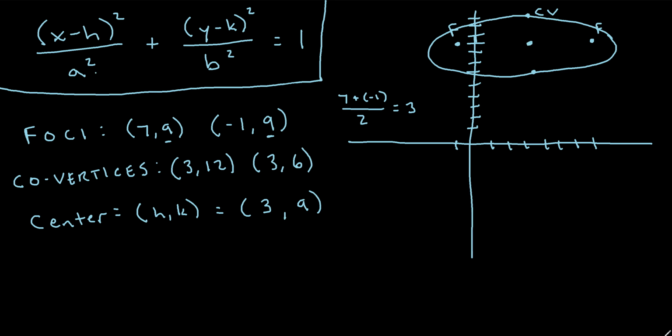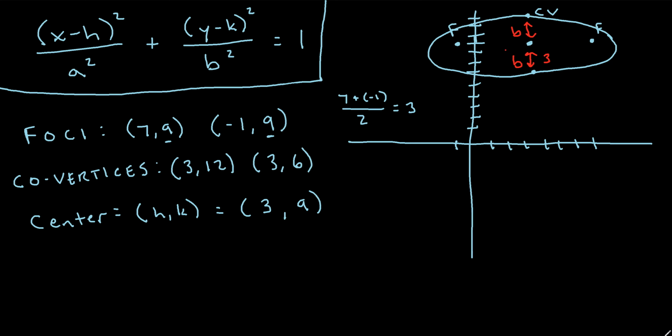So we know the center. Now we just need to figure out what a squared and b squared are. Well, b is the distance between the center and the co-vertices. So this distance is b, and this distance is b. We know that the center is at (3, 9), and the co-vertices are at (3, 12) and (3, 6). So we can easily see that the difference in y values from the center to a co-vertex is 3. So we know that b is equal to 3.